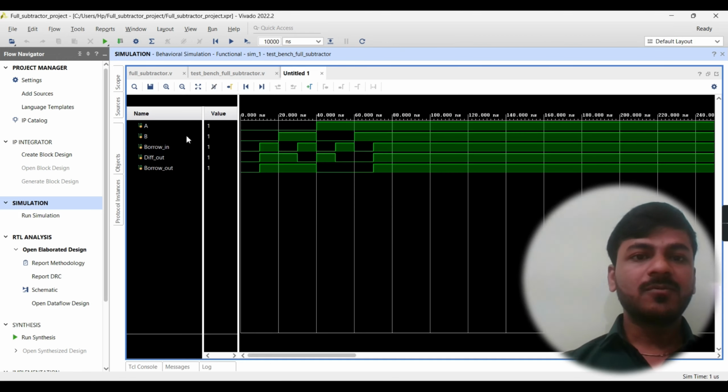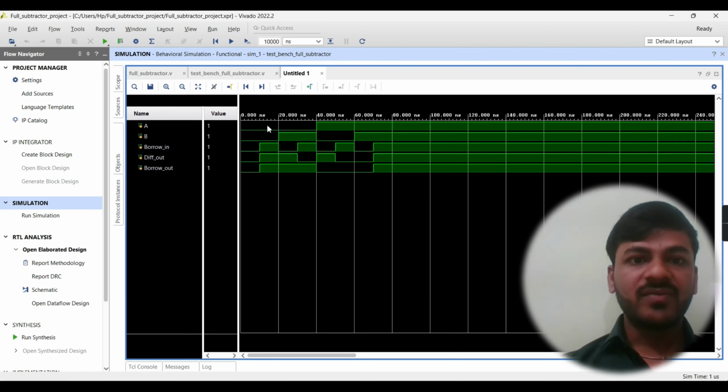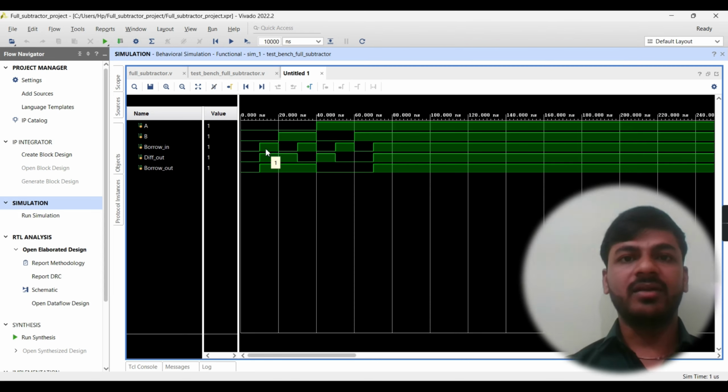Okay, now as I already explained to you in the truth table, if A, B and borrow in are all low, then difference out as well as borrow out are low. Now if A is low and B is low and borrow in is high, so 0 minus 1, although difference out is high, but with borrow out. So here my borrow out is also high.